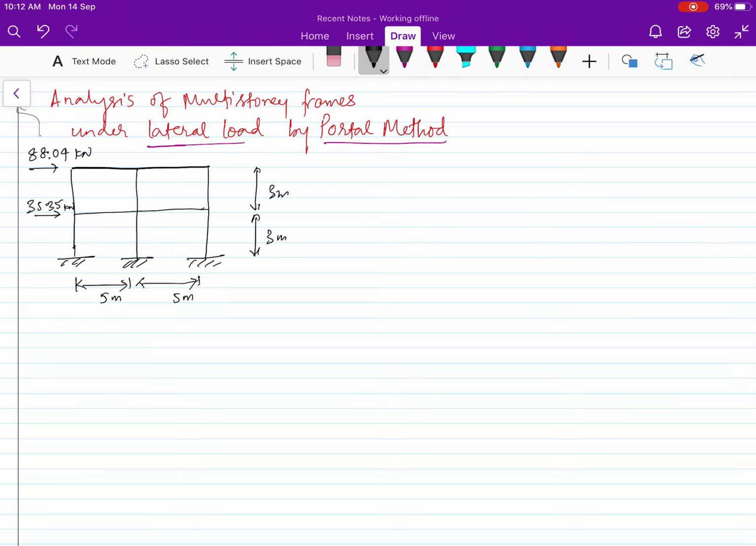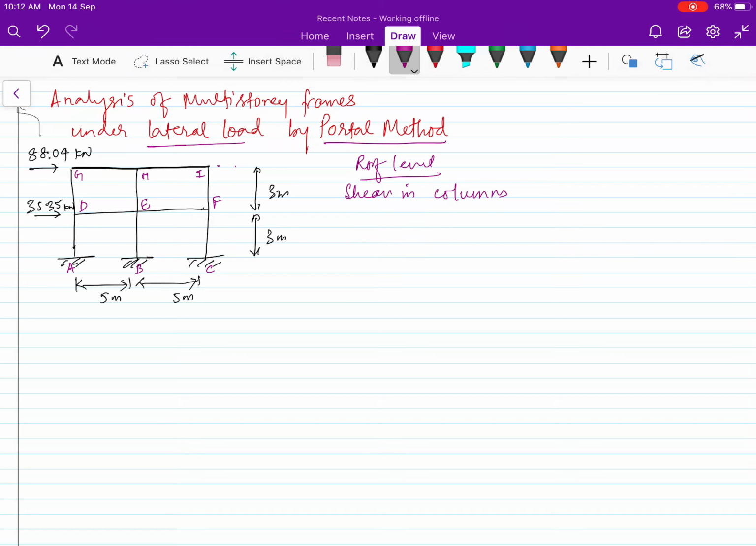Let me put the names of the joints: A, B, C, this was D, E, F, and this is G, H, I. These are the joints. First we'll start at roof level. At this level we are going to calculate the shear in columns.